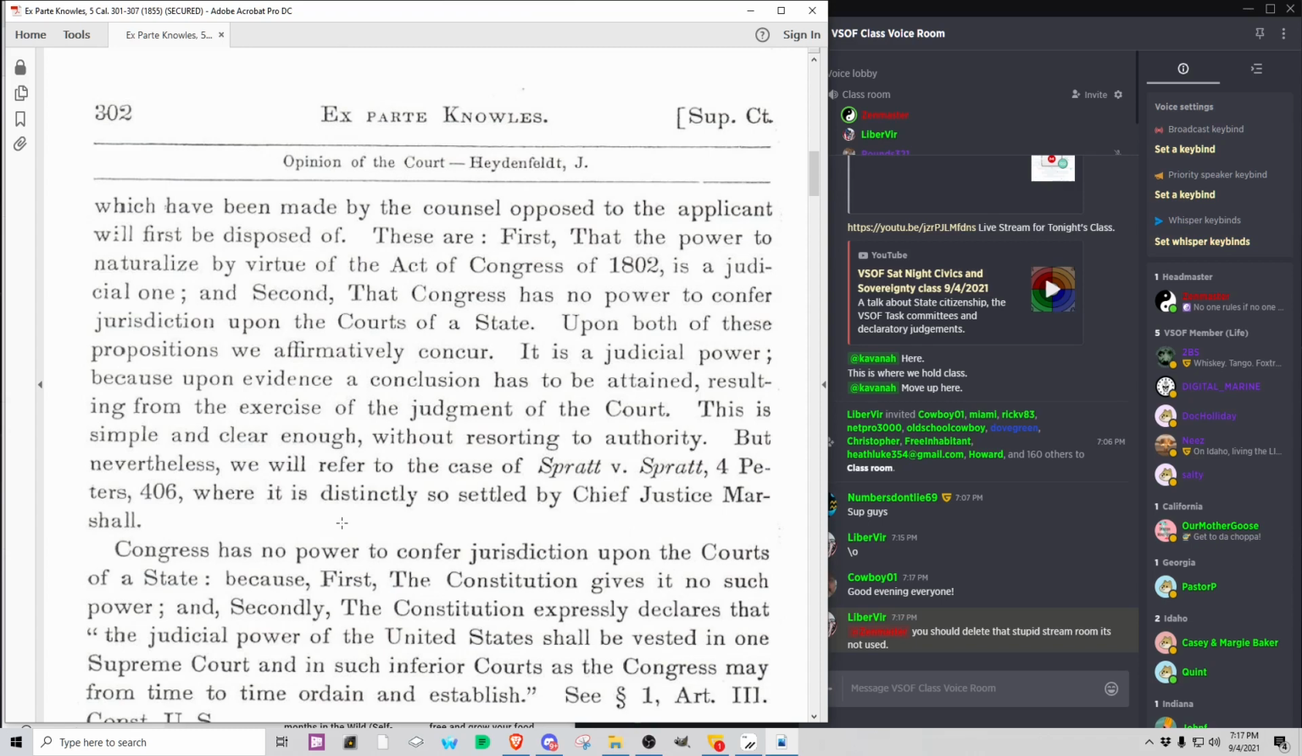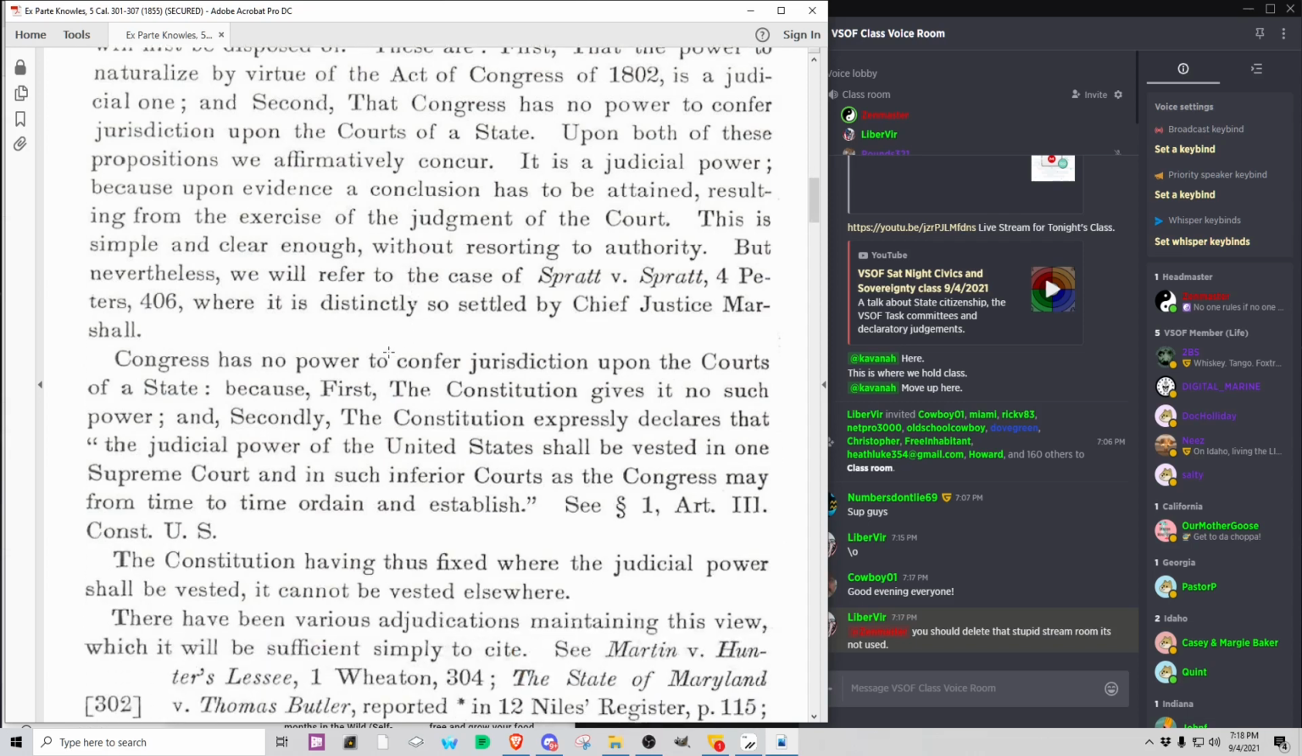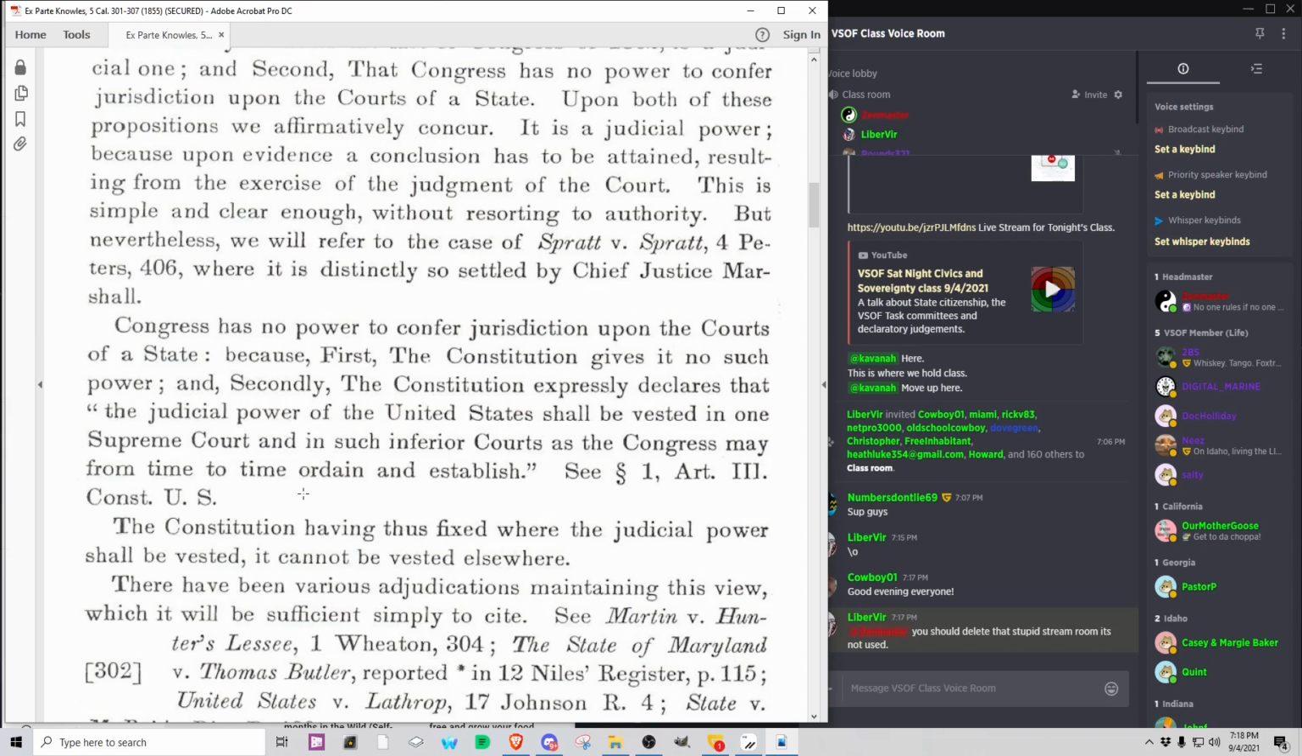It is a judicial power because upon evidence a conclusion has to be attained resulting from the exercise of the judgment of the court, right? So you have facts, law, and evidence put into a court of record, and then to be able to come to a resulting judgment. That's what a court does. This is simple and clear enough without resorting to authority, but nevertheless we will refer to such and such case where it is distinctly so settled by Chief Justice Marshall. Congress has no power to confer jurisdiction upon the courts of a state because first, the Constitution gives it no such power, and secondly, the Constitution expressly declares that, quote, the judicial power of the United States shall be vested in one Supreme Court and in other inferior courts as the Congress may from time to time ordain and establish, right?